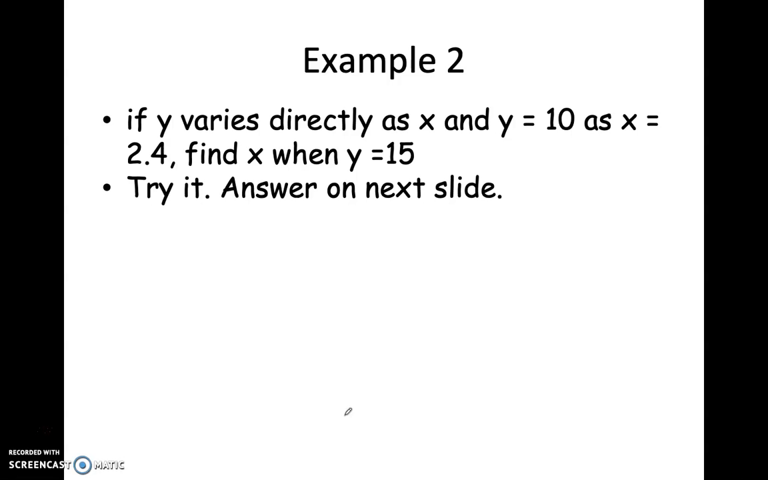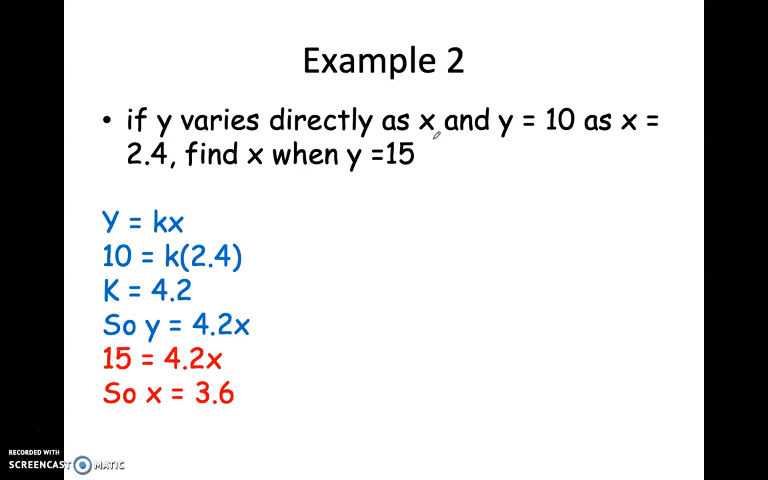It says y varies directly as x and y equals 10 as x equals 2.4. Find x when y is 15. If you're looking at the PowerPoint on your own, this is the point where you'll hit the next slide. The next slide will have some of the work on it. The first thing you should be doing is writing an equation. Y varies directly as x should lead us to y equals kx. So that would be this step right here.